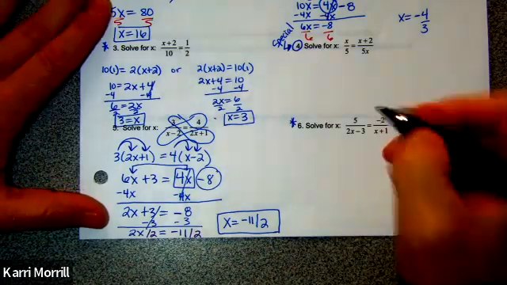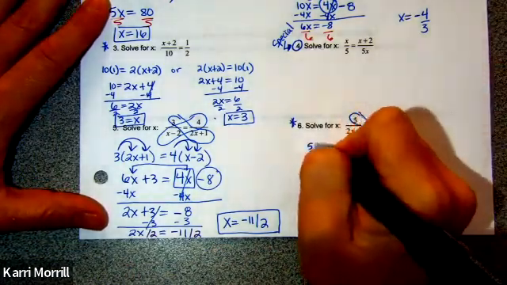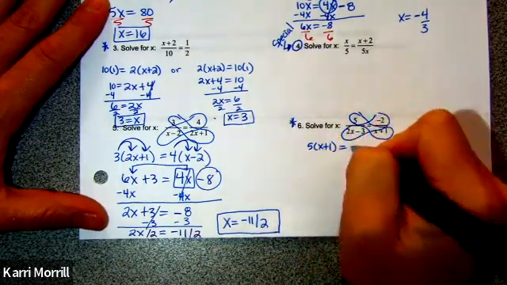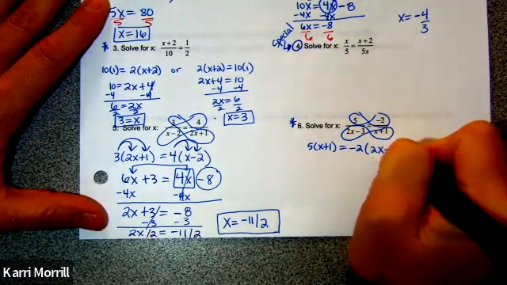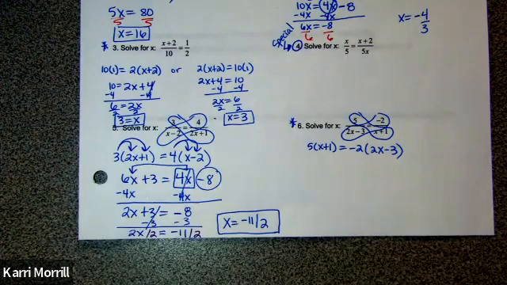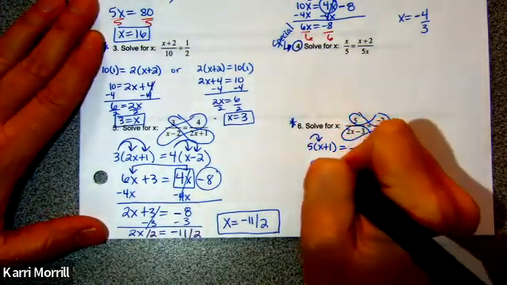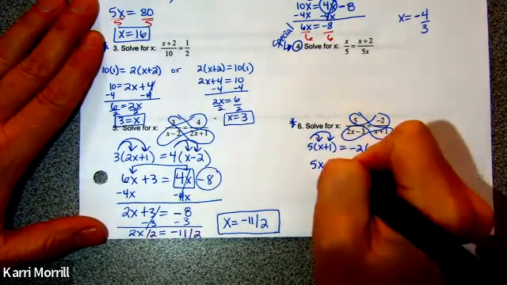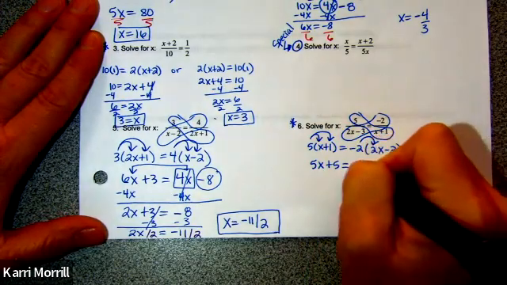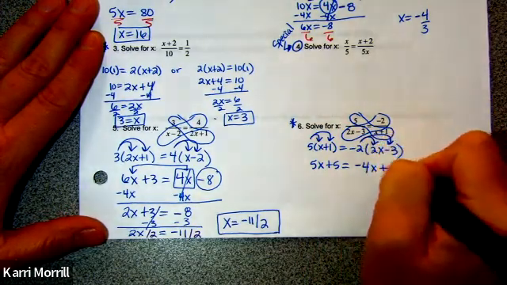We're going to go to number 6. 5 times x plus 1 equals a negative 2 times 2x minus 3. So we will be distributing. 5 times x is 5x. 5 times 1 is 5. Negative 2 times 2x is a negative 4x, and a negative 2 times a negative 3 is a positive 6.